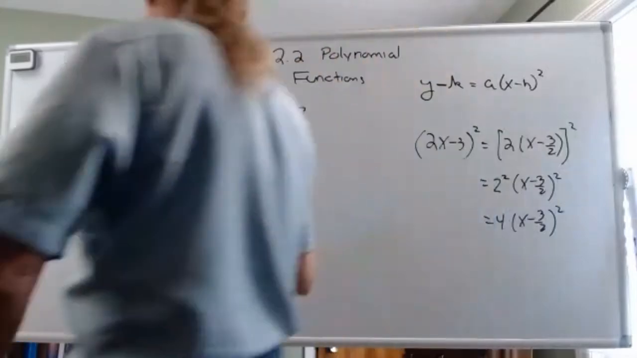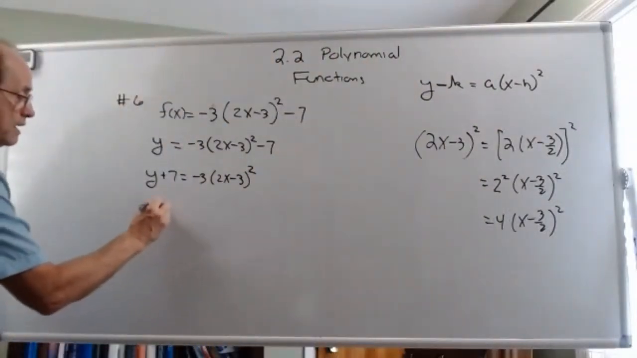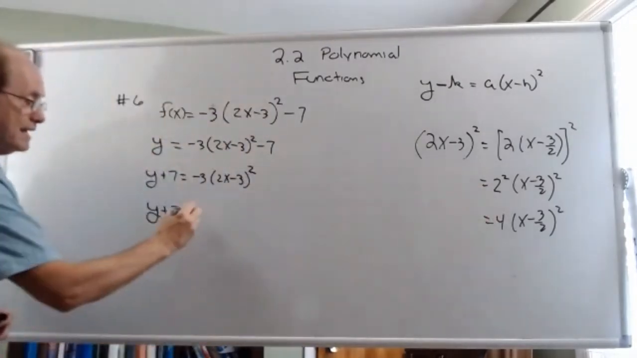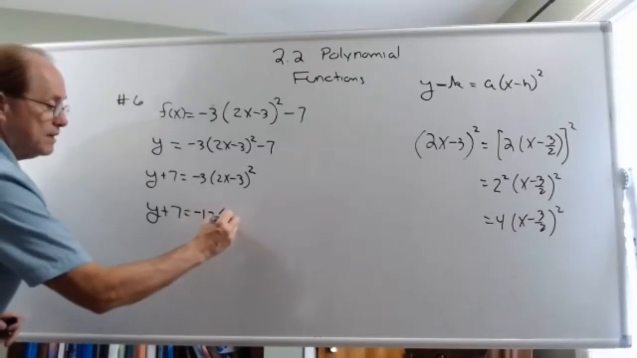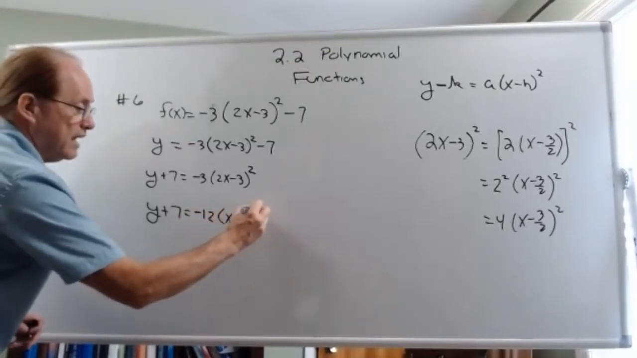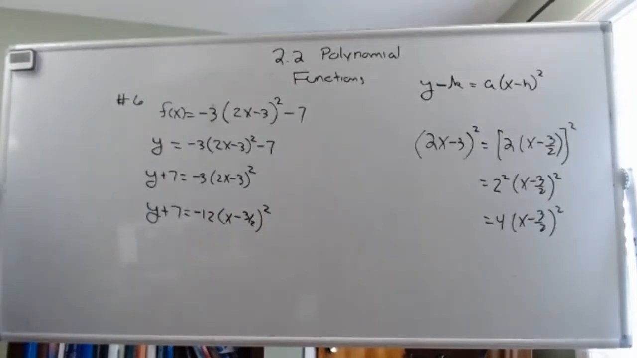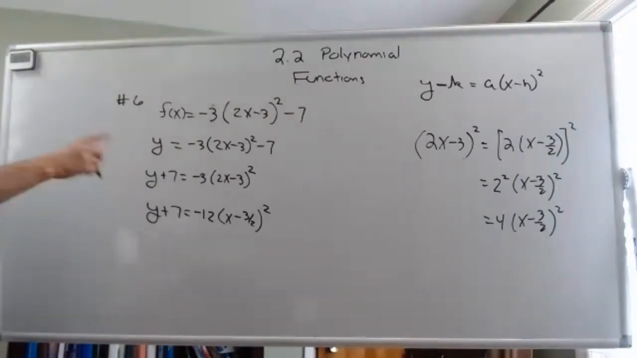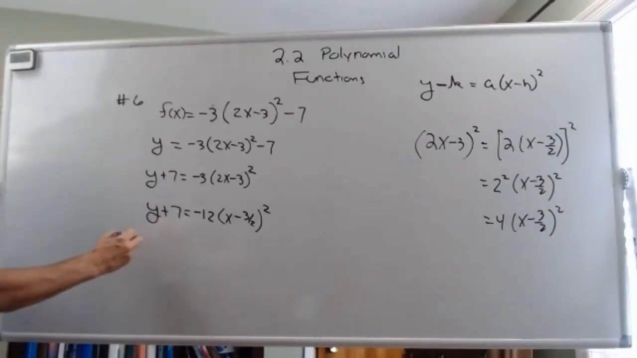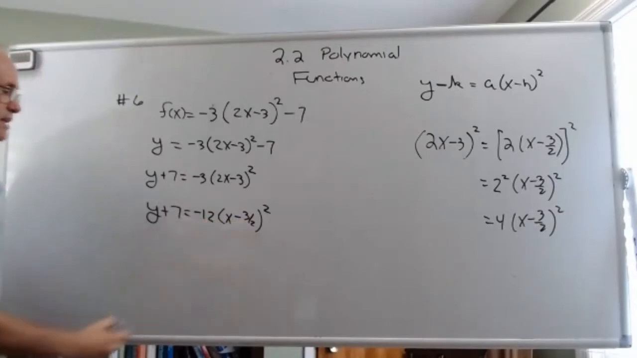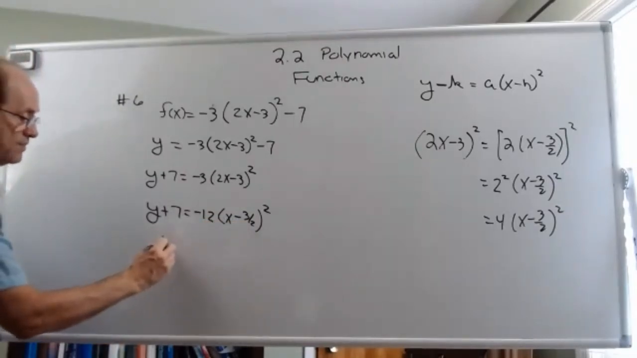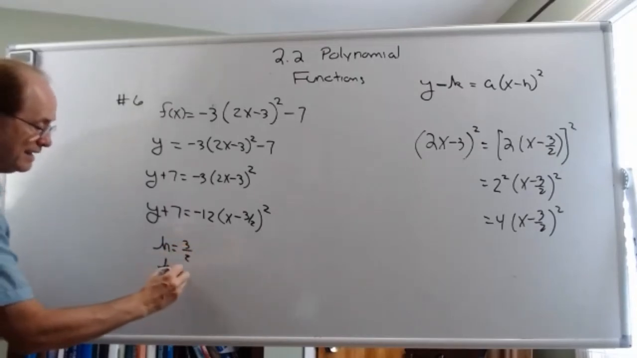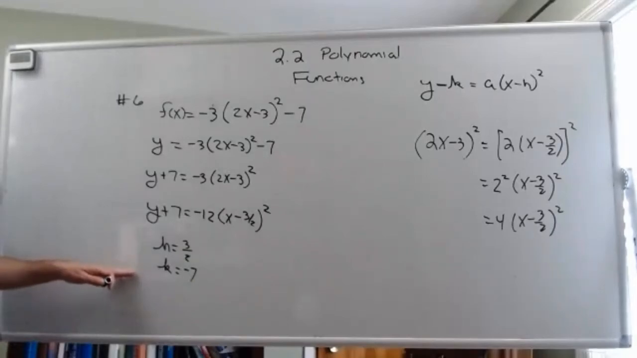So I could rewrite this in the following form. y plus 7 is minus 3 times this 4, so that gives me a minus 12 times x minus 3 halves squared. This is doing it alone, and then I'll show you the shortcut for doing the same result. This is now in the standard form, so I can say over here my h, it's always the negative of that, my h value is a positive 3 halves, and my k value is a negative 7. That's where the vertex occurs.